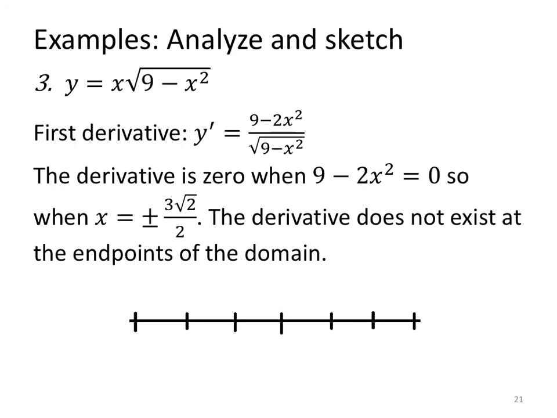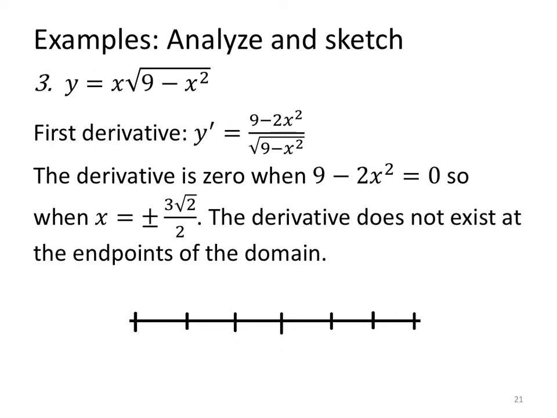Now, my first derivative is 9 minus 2x squared over the square root of 9 minus x squared. I know the derivative is 0 when the numerator is 0. So that's 3 square root of 2 over 2, plus or minus. The derivative does not exist at the endpoints of the domain. So at plus or minus 3, we're done. We know there's nothing to check on either side of those.